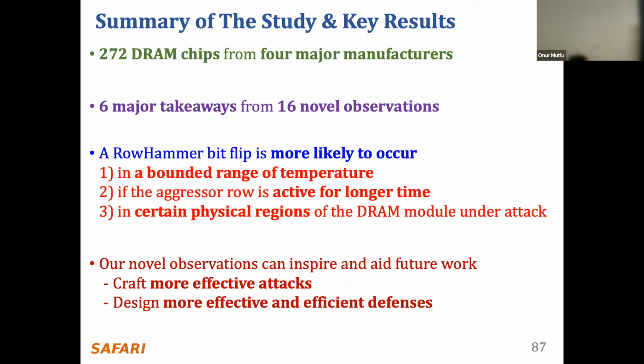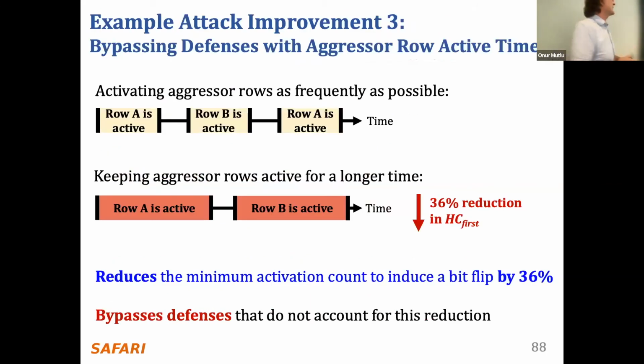If the aggressor row is active for a longer time, you actually get more bit flips. We're going to delve into that more. And there's a lot of spatial variation in terms of the errors. In certain physical regions of the DRAM, you actually get a lot more errors. So all of these observations can be used to build better defenses and better attacks. I'll give you one example. I'm going to talk about this later on a little bit more.